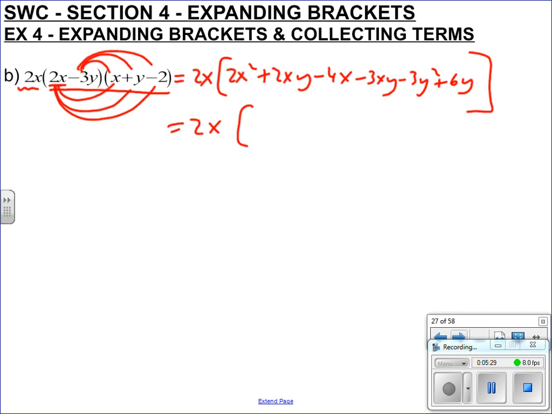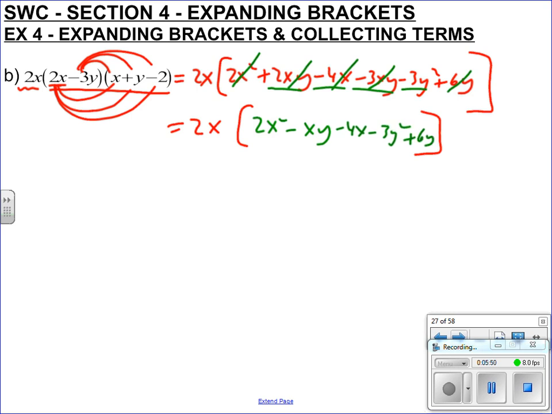Again, collect terms first before you start multiplying off. And again, you can tick them off if you like. So the 2x squared, that's the only one. Got 2xy minus 3xy, so that's minus xy. Minus 4x is the only one. Minus 3y squared is the only one. And 6y is the only one there. So now we've collected it, it's the simplest it can possibly be. We can multiply out again.